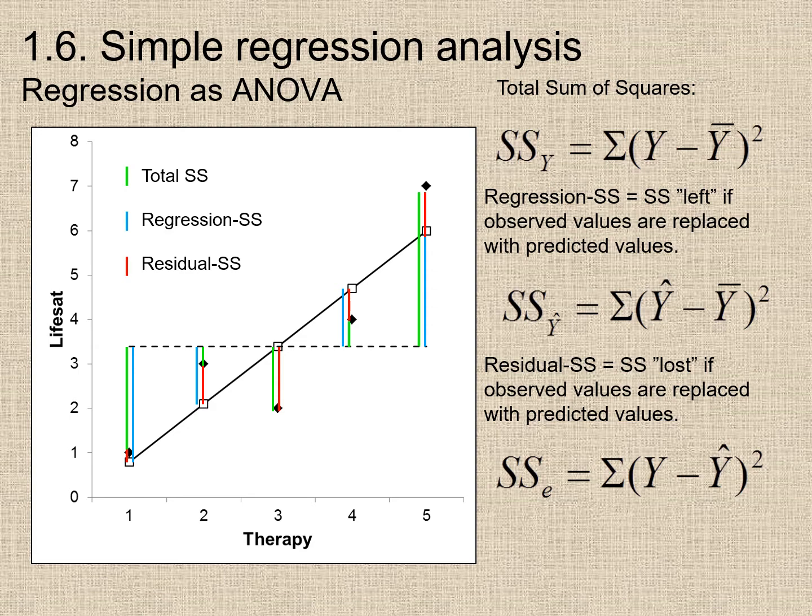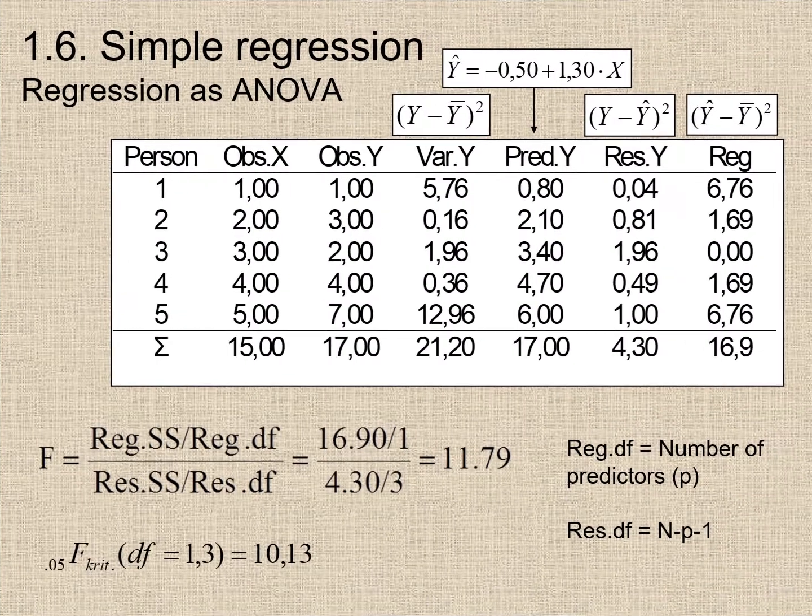In the same way as between group sum of squares and within group sum of squares make up total sum of squares in a one-way ANOVA. If you have a look at our example here, we have 5 individuals. We have how much therapy they receive. We have their life satisfaction. If we take each individual value minus the mean, which is 3.4 in this case, and square it, and do that for all individuals, and take the sum here, 21.2. Total sum of squares.